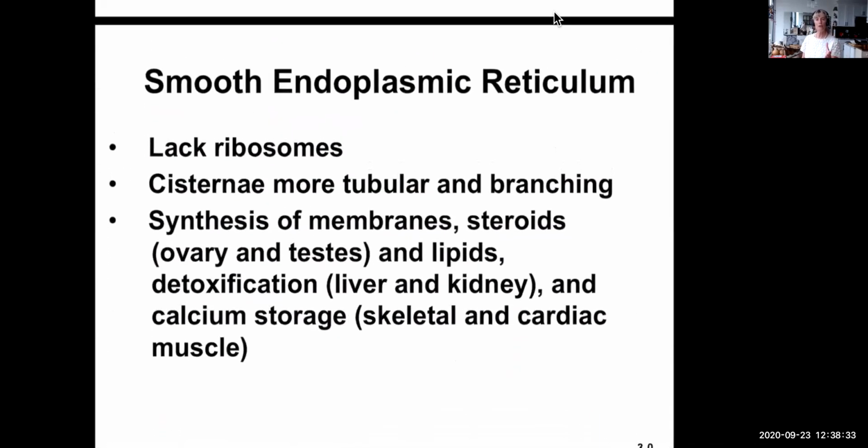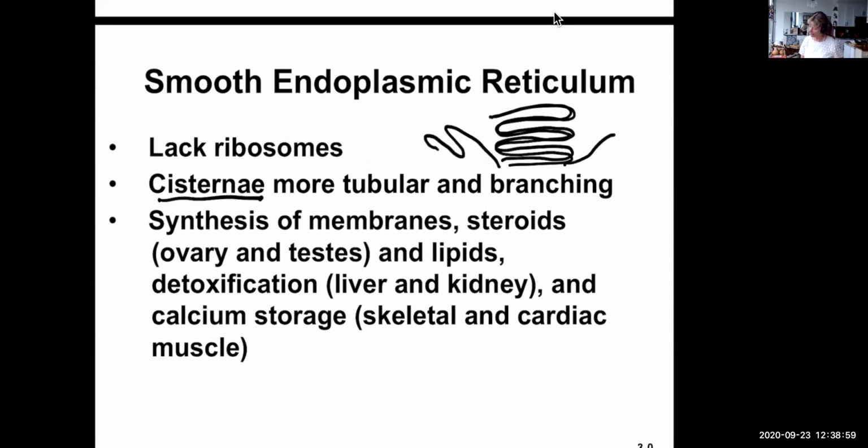The smooth endoplasmic reticulum really does look smooth. It does not have ribosomes attached to it. It has cisternae. Cisternae are the shape of the endoplasmic reticulum in the cell. It looks like membranous sacs like that. They tend to be more tubular and branching, so they tend to branch off a lot more. Whereas the rough endoplasmic reticulum, it's also kind of stacked up like that, but it's studded with ribosomes, so it looks quite different.